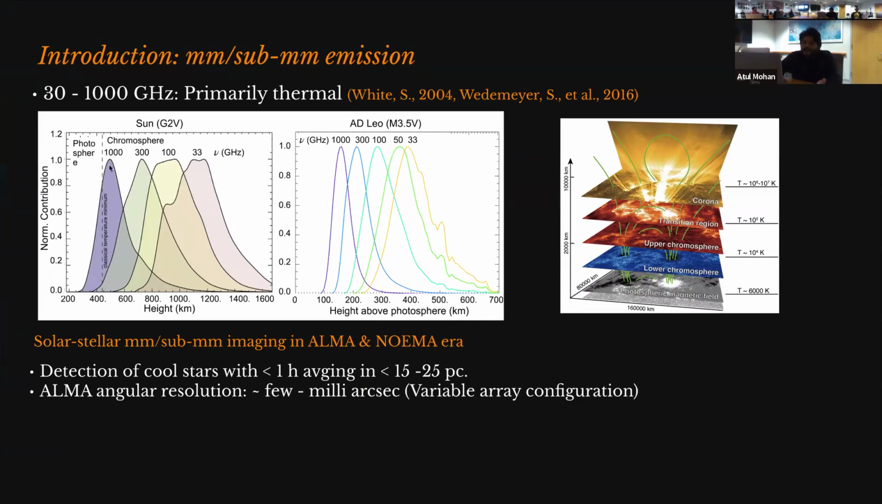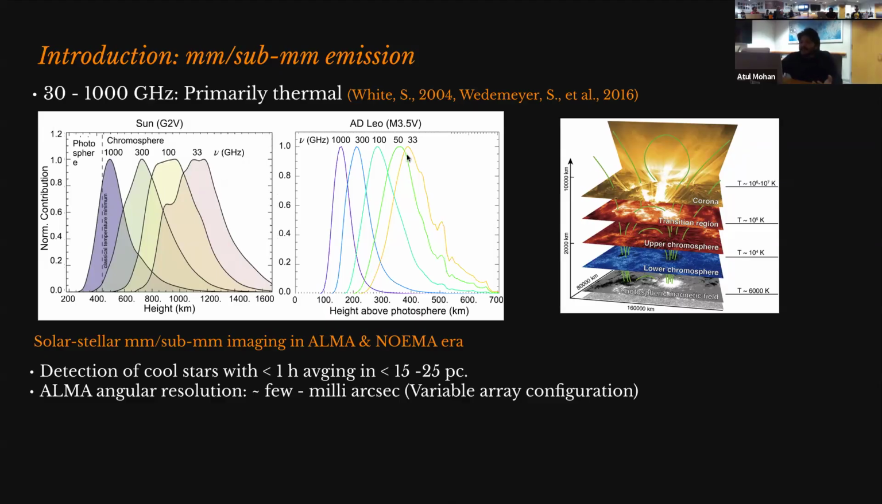So what you see here is basically the emission contribution functions, which are based on a 3D model of the Sun for the different millimeter frequencies, starting from 33 to 1000 gigahertz. If you ask where the emission heights are typically, on average, given the 3D atmospheric model, you can see that as you go to higher and higher frequencies, you penetrate deeper and deeper into the chromosphere. And the emission is primarily LTE. So it's thermal emission, and you can basically read off the temperature from the fluxes.